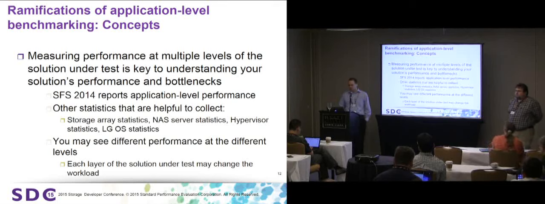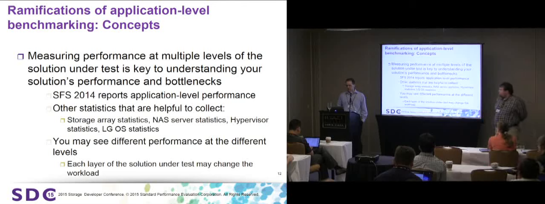You get the application level data from SFS 2014 itself, but some other layers where you might want to collect would be the back-end disk, the NAS server if you have one, and the hypervisor. Really, anytime there's a physical transition, a protocol transition, or even a transition between major software components in a single physical component, you may see different levels of performance at the various levels of the stack. Each layer has the potential to change the workload, and we'll definitely see that in the data.